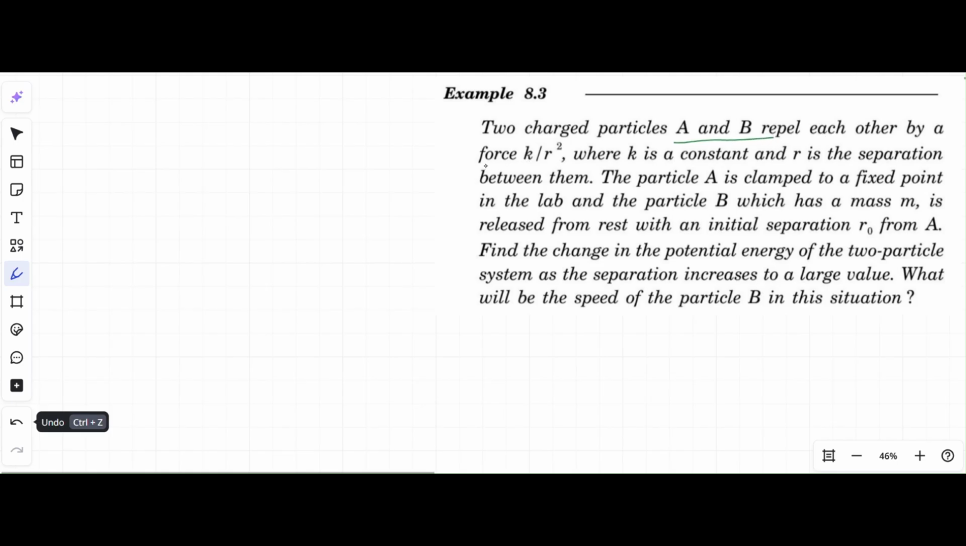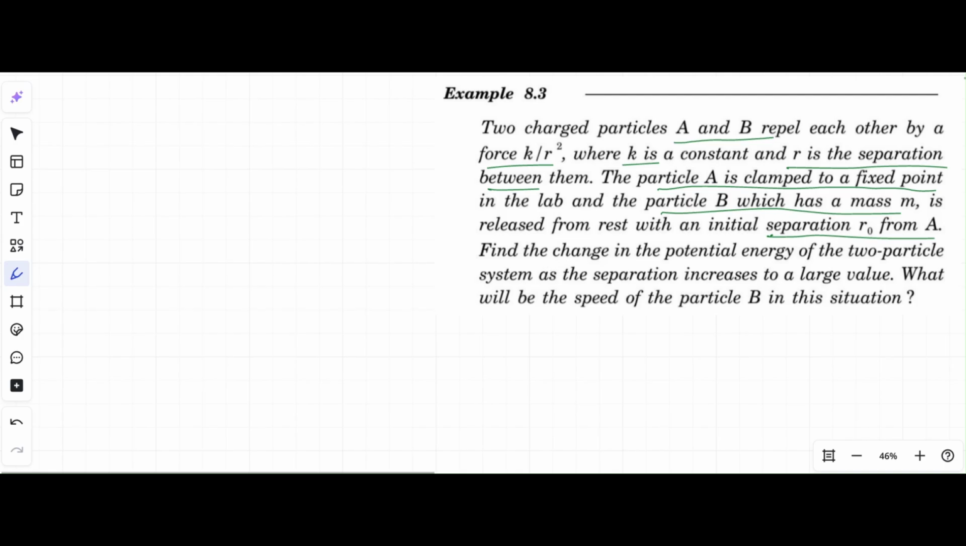And that force of repulsion is K by R square, where K is constant and R is the separation between them. The particle A is clamped to a fixed point. It is fixed, and particle B has a mass m, and it is released from rest with an initial separation r0 from A, and since they both repel each other, A will try to throw B away from its place, and it will increase the distance.